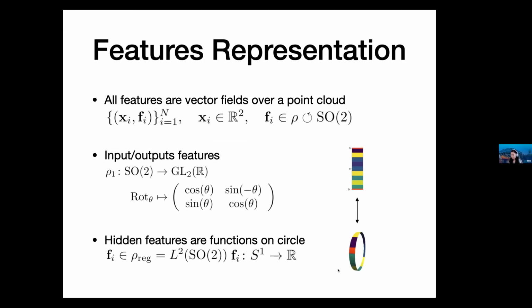Visually, it represents this kind of functions on the circle, right? So we have a circle, which is the input and SO2, and then we have values on top of the circle, and that becomes the hidden features in our deep neural network.